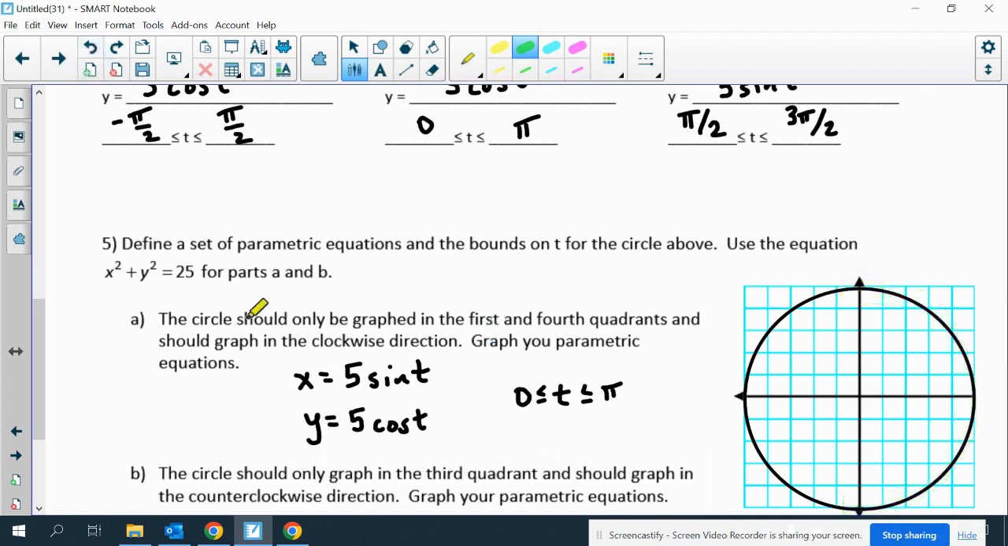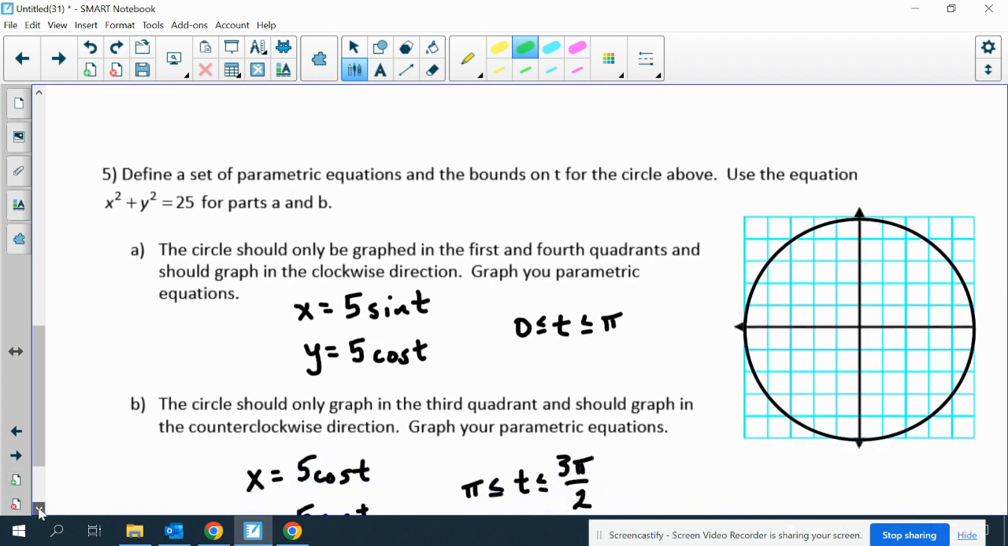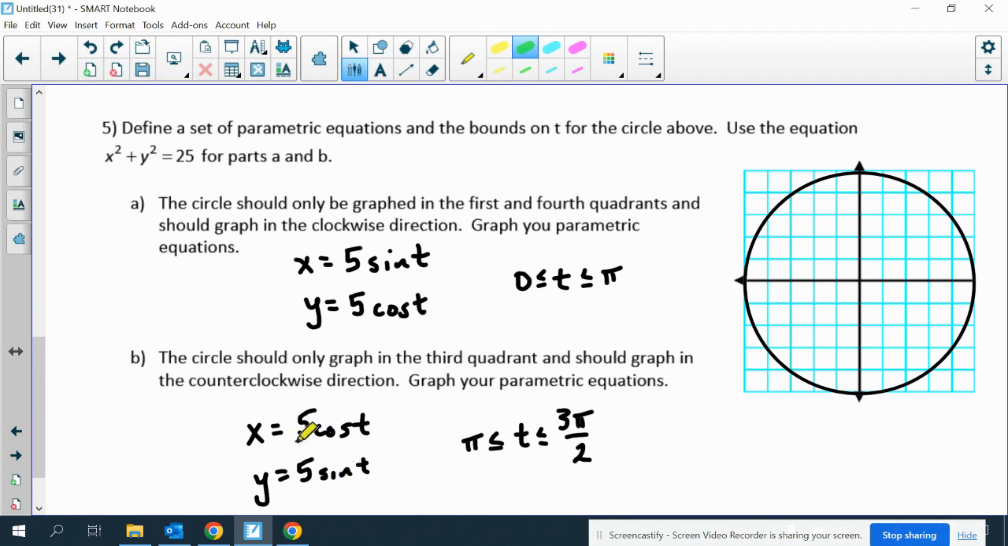Now, if I'm asked to only graph something in the third quadrant, I have a variety of different ways I can do that. I can use some negatives, but I just decided to use cosine and sine for x and y and start my bounds at pi. So if I substitute pi in, I would end up at -5, 0. And then I'm asked to graph counterclockwise. So if I go to 3 pi halves over here, that would get me at 0, -5.